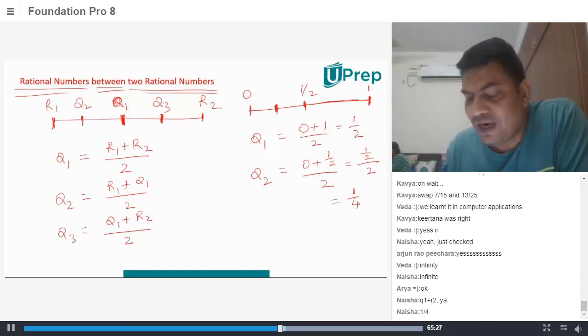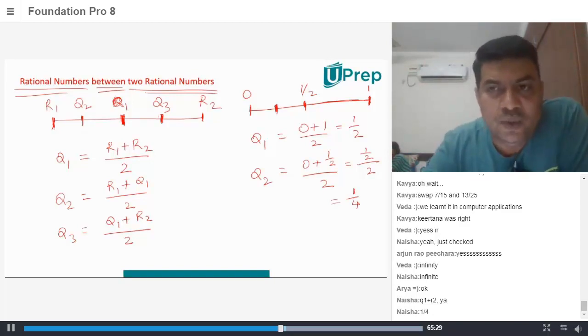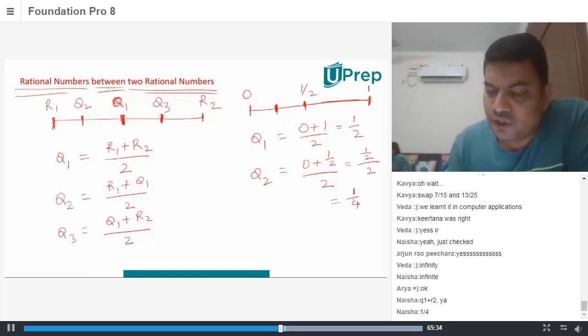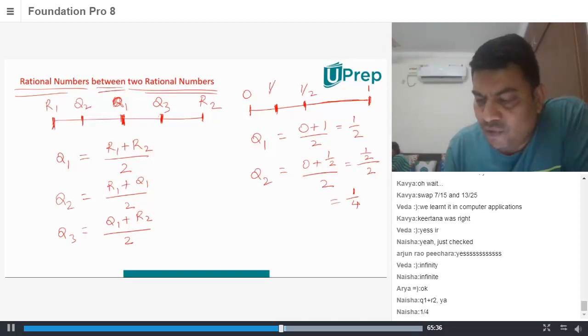So does anyone find it difficult to understand this? 1 by 2 divided by 2 will give you 1 by 4 because that 2 goes down, right? So basically it's 1 by 4. So you got this 1 by 4 here.